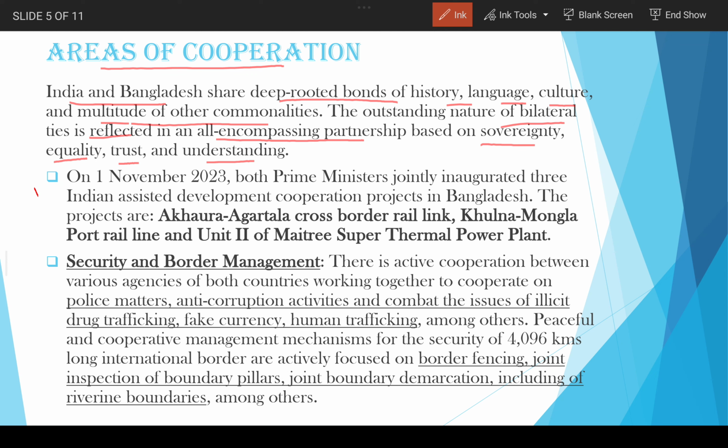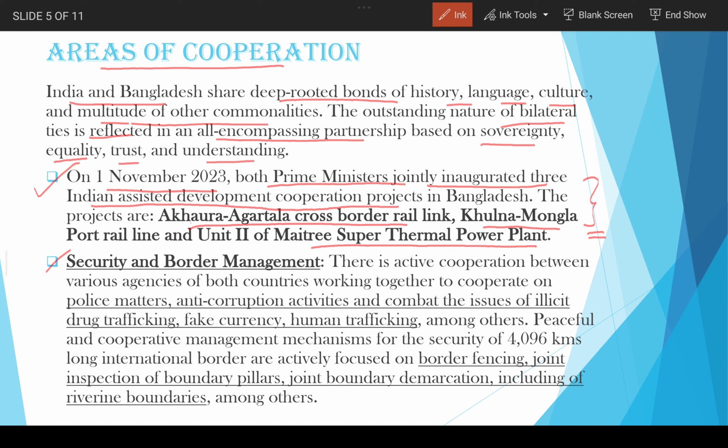See, on 1st November 2023, both the Prime Ministers jointly inaugurated 3 Indian-assisted development cooperation projects in Bangladesh: the Akhaura-Agartala cross-border rail link, the Khulna-Mongla port rail line, and Unit 2 of the Maitri Super thermal power plant. Okay, these are from the perspective of rail links and the energy sector. These were the new projects inaugurated by both prime ministers, our honorable Prime Minister Narendra Modi ji, and the Prime Minister of Bangladesh, Sheikh Hasina ji.